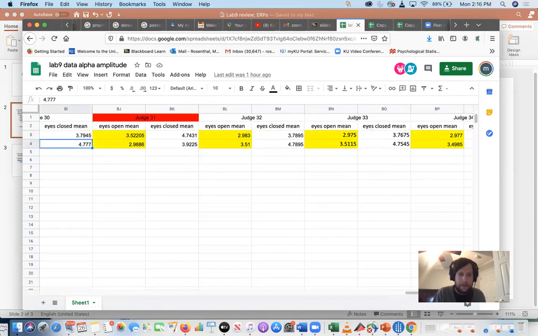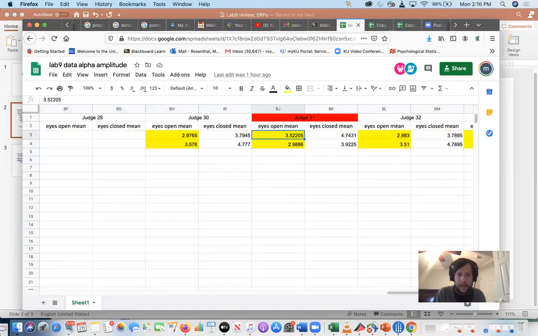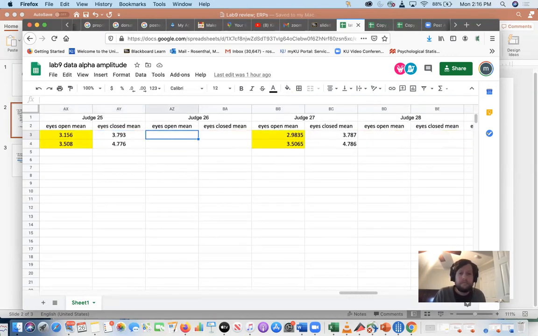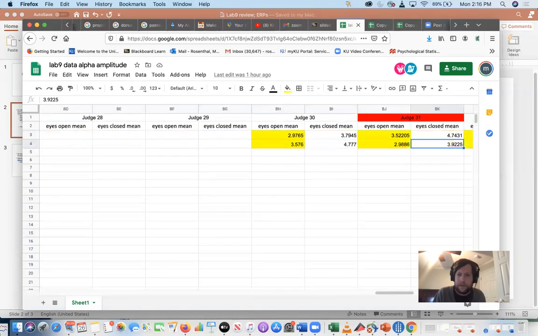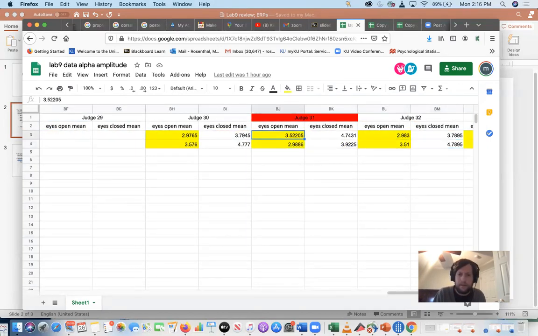So first off, can someone out there tell me, what do you think was the error? It's pretty clear to me the error that these sets of judges made. Can someone tell me what error was made by these 2 judges? Anyone know out there? Smaller number, higher number. But then when you get to these judges right here, higher number and smaller number.